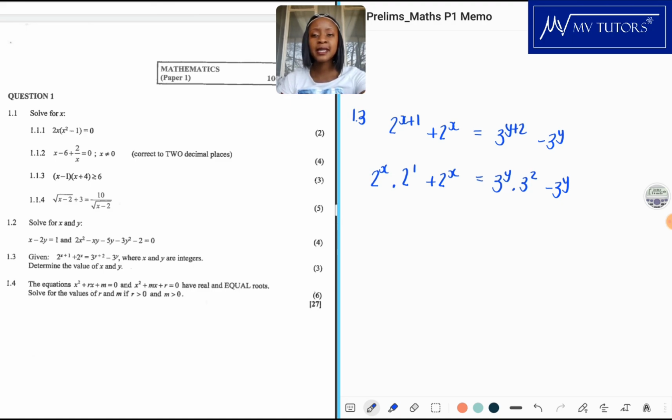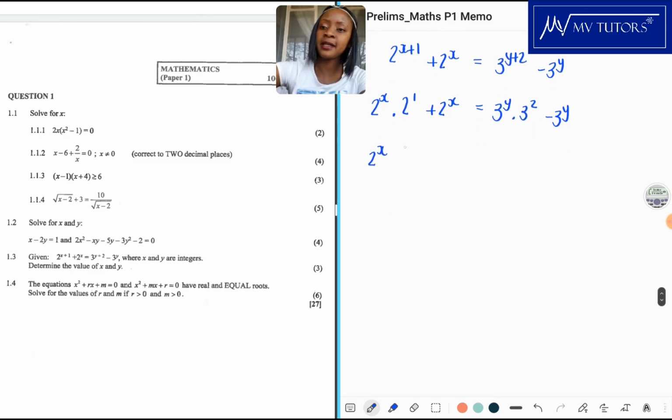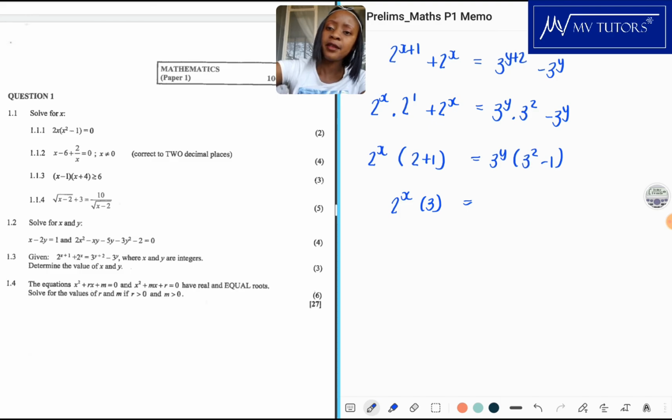Okay, so I'm going to take out the common factors. On the left hand side, the common factor is 2 to the power x. So I'm left with 2 plus 1. On the right hand side, I have 3 to the power y. I'm left with 3 to the power 2 minus 1. So basically that is 2 to the power x times 3. And here I have 3 to the power y.